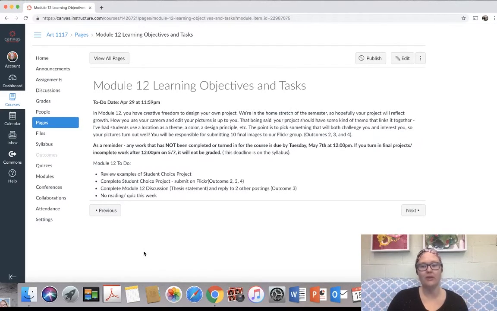You'll see that Module 12 to-do. I'll show you a couple examples, talk really quickly about what makes them good images, and then show you the discussion. Again, we are done with our reading and quizzes for this particular class. There's a few chapters we didn't get to, and those you are free to review on your own.